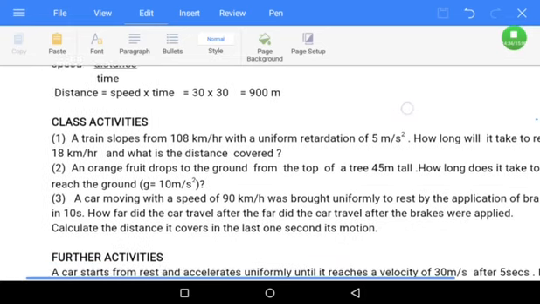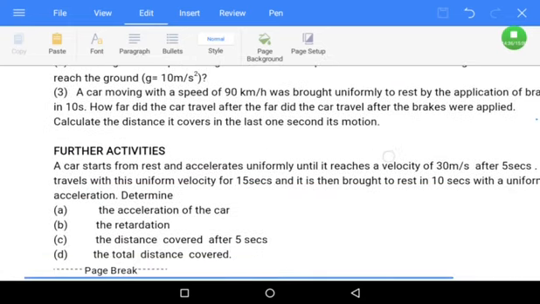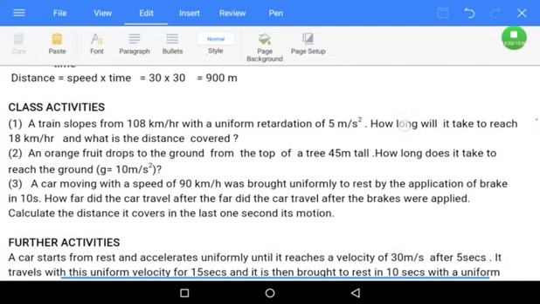Alright, so you have this activity to do. 1, 2, 3. Okay, just take the 3 of them. Now let me give you a hint. One says a train slows from 108 km per hour with a uniform acceleration of this, how long will it take to reach this? And what is the distance covered? Okay, we are given the speed, that's the initial speed and final speed, and we're also given the negative acceleration.